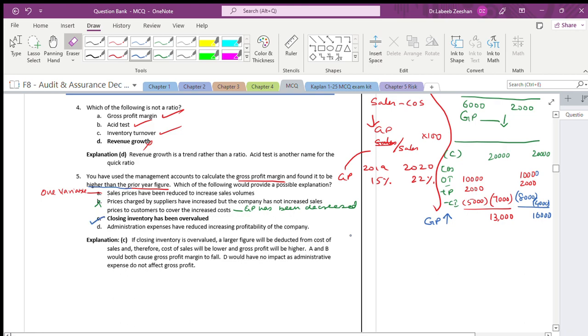Point number D, administration expenses, is nowhere related to the gross profit. Is it right? Administration expenses are related to operating expenses, and they are related to operating profit. There is no way we are going to have this.